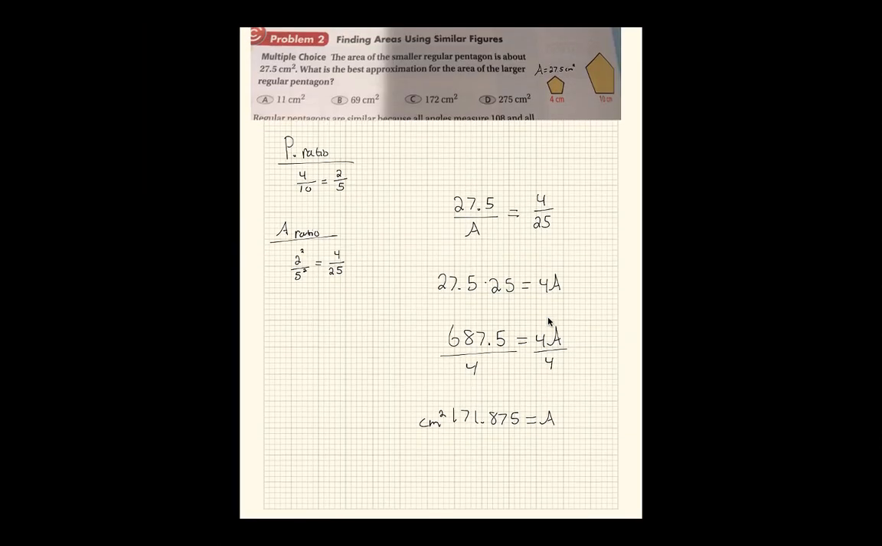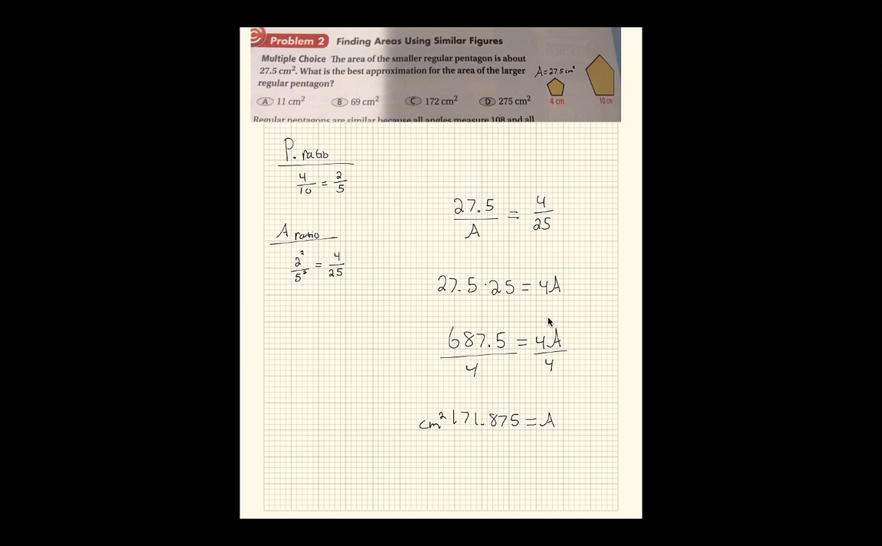If we scroll up, what is the best approximation? Out of these, that would be the 172. That should be my answer, 172. All right, so that's how we find one of the areas given one of the other areas and their ratios. Let's do one more example.